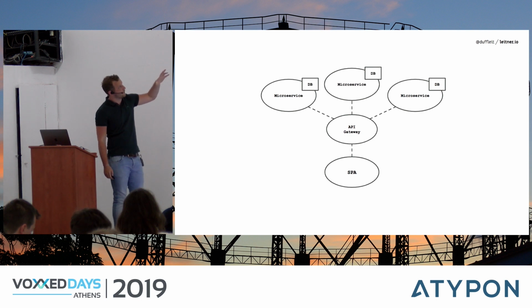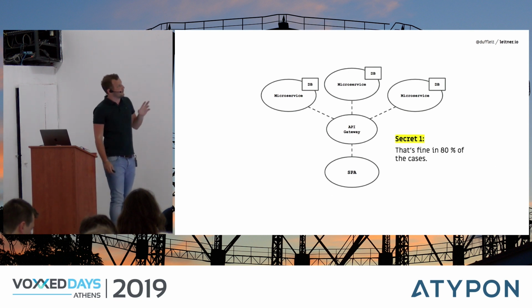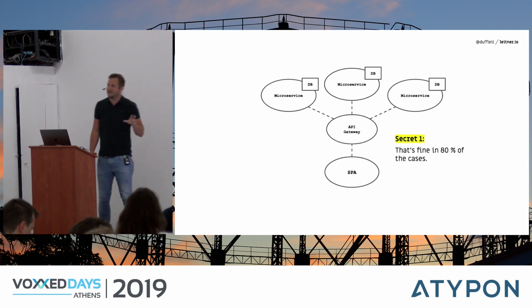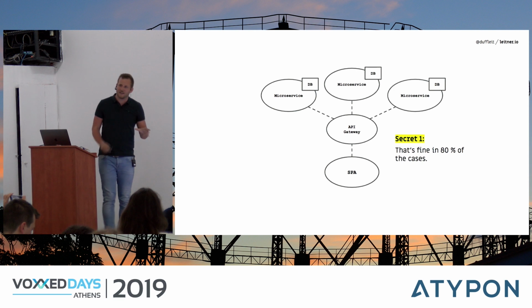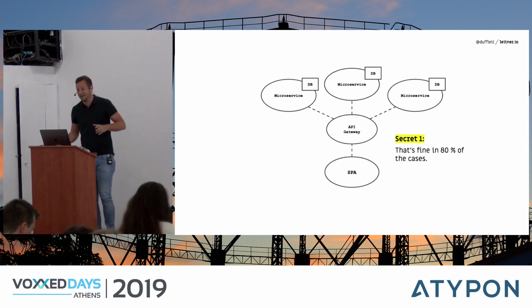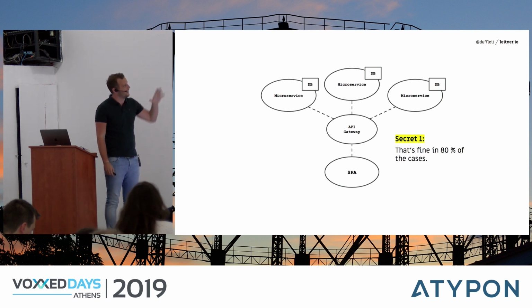And the first secret, I will tell you a couple of secrets during this talk. The first and maybe most important secret is that in 80% of the cases, that's fine, right? I really don't want somebody going back on Monday to work or to his project and saying, hey, I had this great talk about micro-frontends from this great guy, and we should now do micro-frontends. In 80% of the cases, this blueprint architecture is just perfect as it is. So the rest of the talk will be for the rest of the 20%.